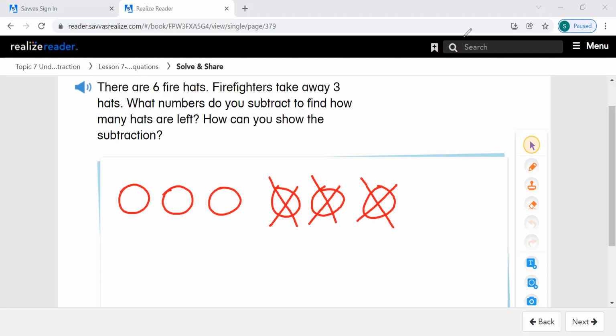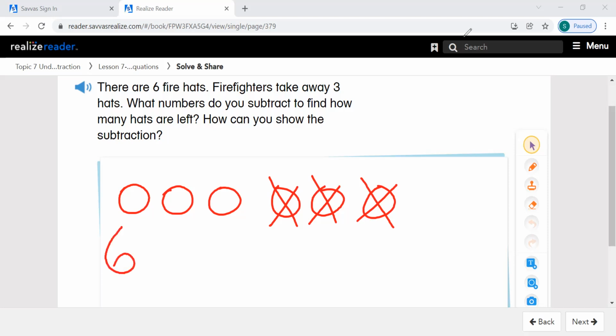So what does it mean to subtract the hats? So when we say subtract the hats, that means take away. So we had 6 fire hats, subtracted 3. That means we took away 3. So when we subtract, we take away. So we had 6 fire hats, subtract or take away 3. How can we show the subtraction?